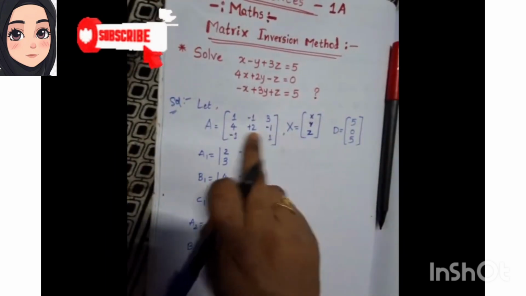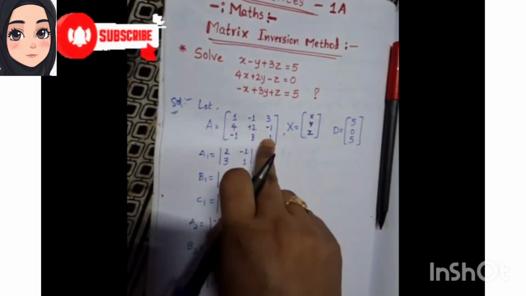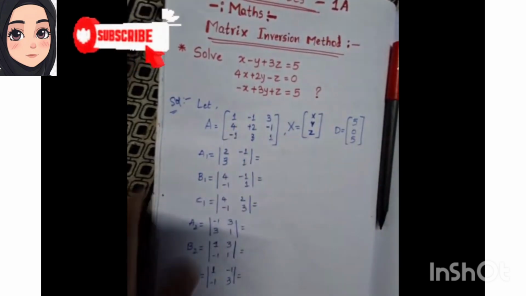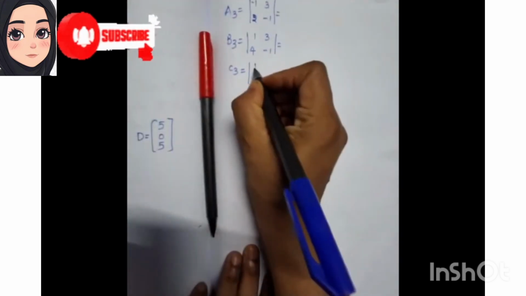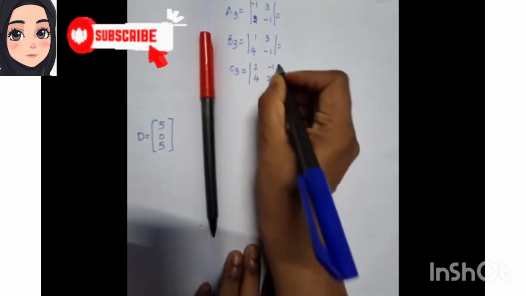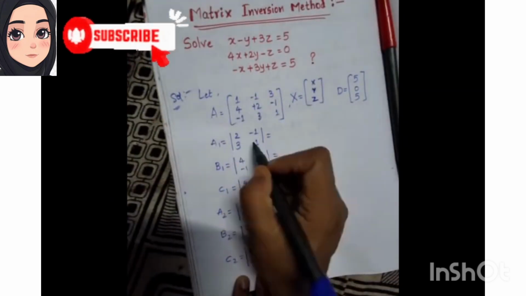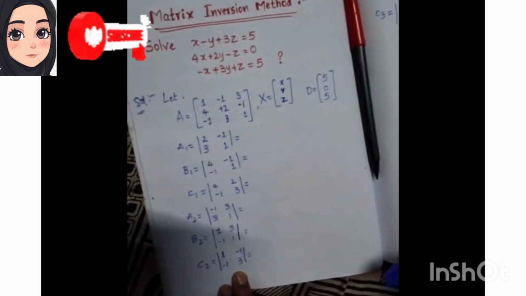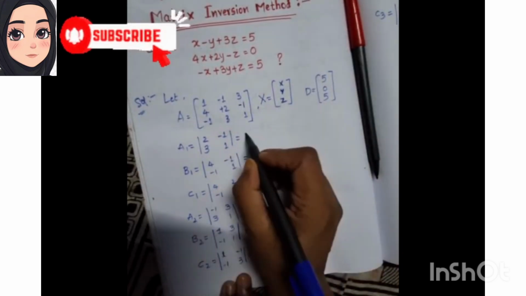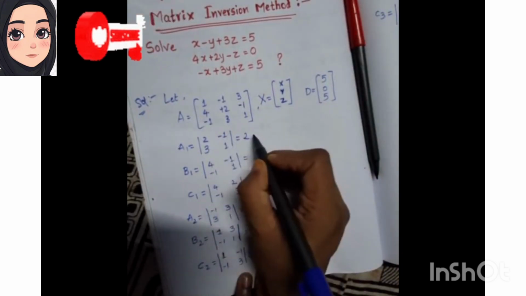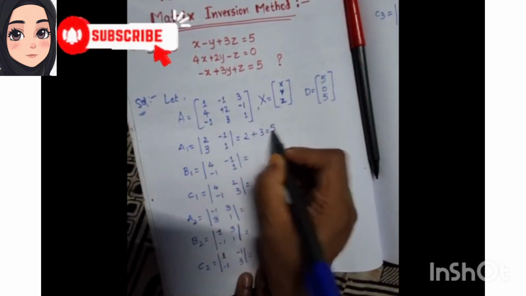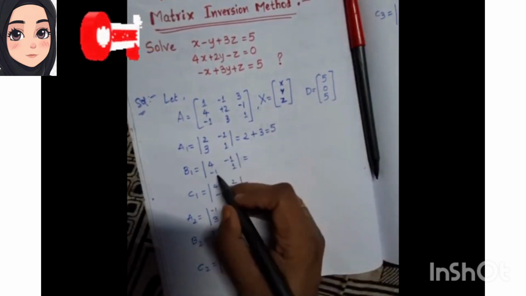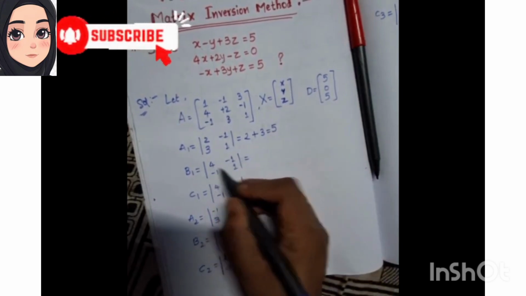Now we have to find the 2 by 2 matrix determinants. Two ones are 2, minus of minus 3 plus 3 is 5. The formula of a determinant is AD minus BC. So 4 ones are 4, minus into minus is plus, into minus 1.